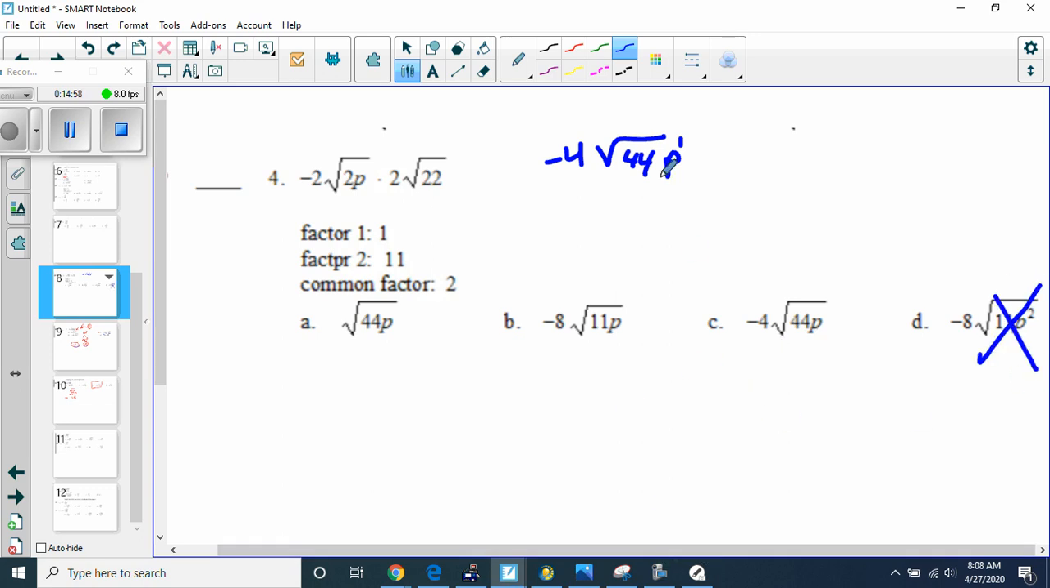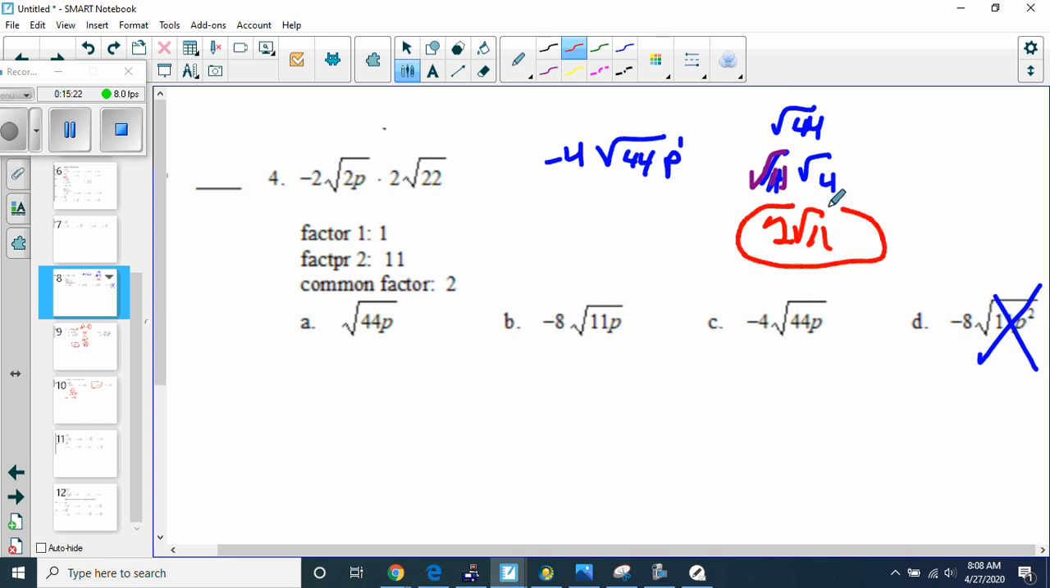right answer. Now the square root of 44 is broken up into the square root of 11 times the square root of 4. Sorry for my handwriting, I'm writing with the mouse. Okay, so that's going to get me 2, the square root of 4 is 2, times the square root of 11. So we're going to combine this, the p here, and the negative 4 together, and that's going to get me negative 8 radical 11p, which is this answer here.